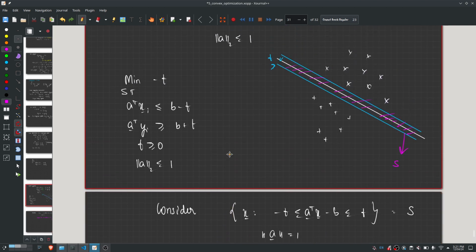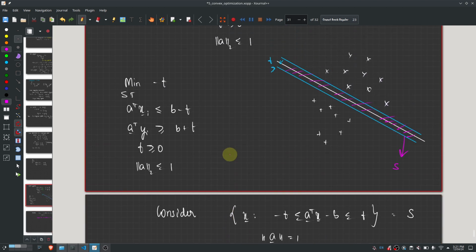Okay, so let's go back to the problem that we have at the moment, which is you minimize minus t subject to these constraints. Let's just try to solve this. Question? Yeah.